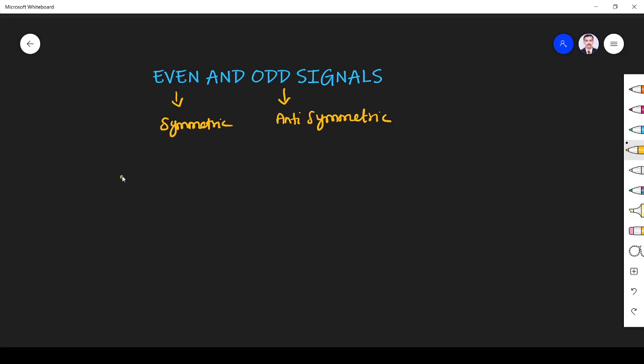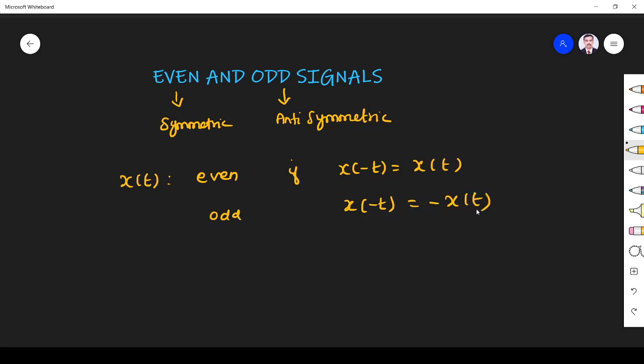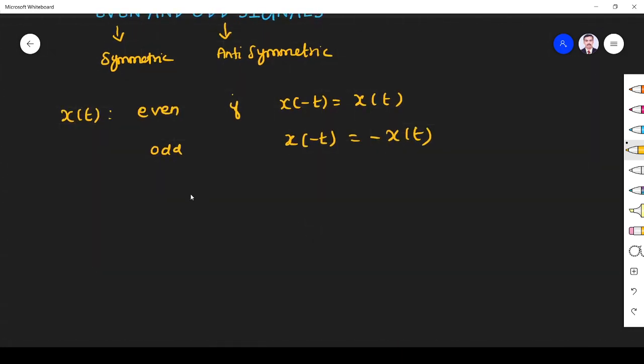So a continuous time signal x of t is known as even signal if x of minus t is equal to x of t. It is known as odd signal if x of minus t is equal to minus of x of t. Right? This is the definition of even and odd signal in continuous time.